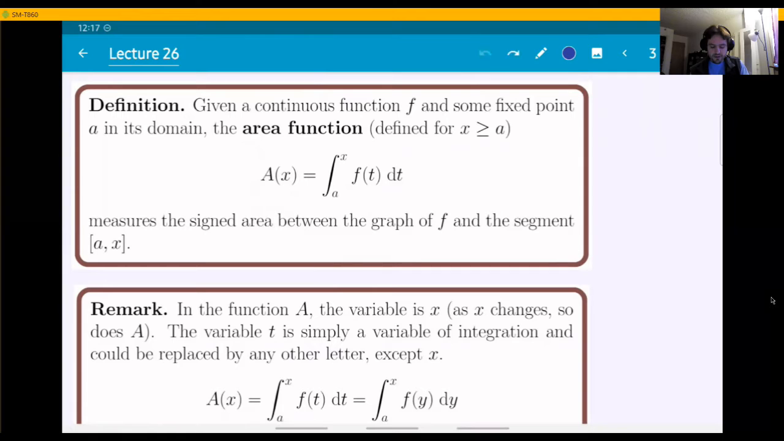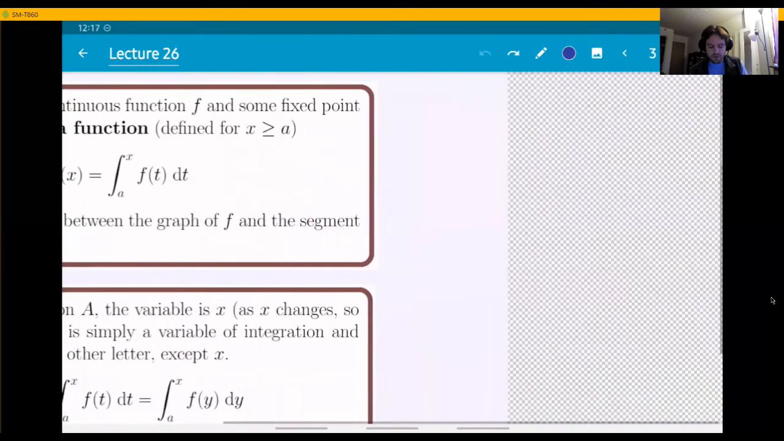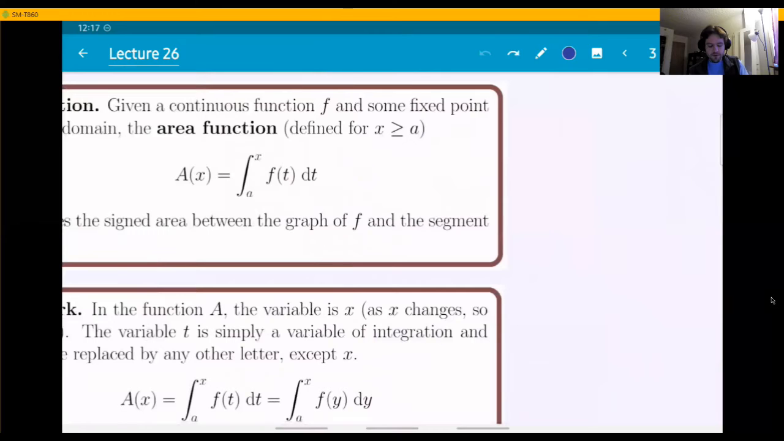It measures the signed area between the graph of f and the segment from A to x on the x-axis. So basically what we want to do is put a variable as the upper endpoint of integration. Notice that this t inside is just the variable of integration. This could be any letter except x. A is also considered to be fixed down here, and it's the x that's allowed to move. That's the one that's going to be the variable of the function.